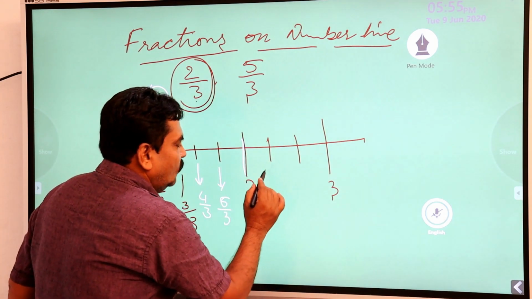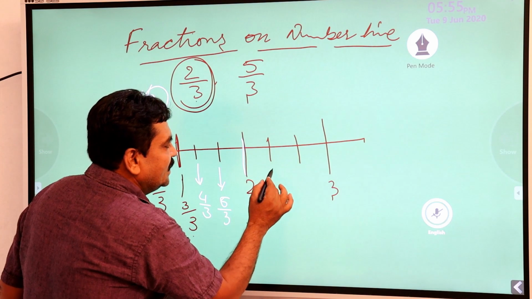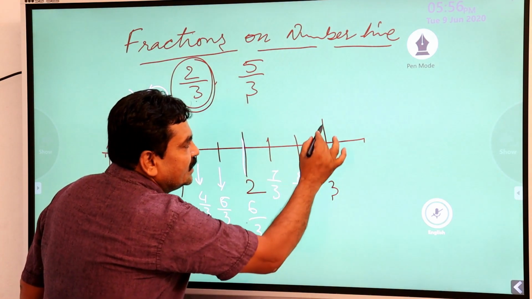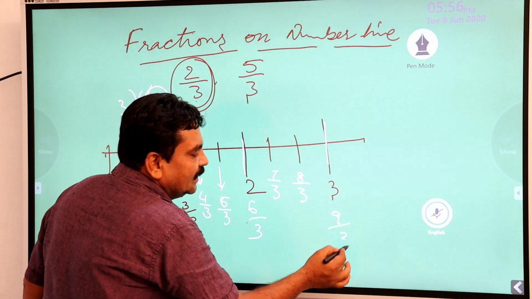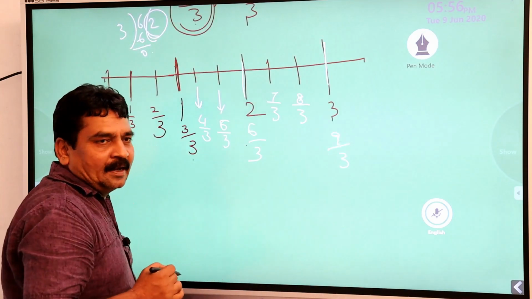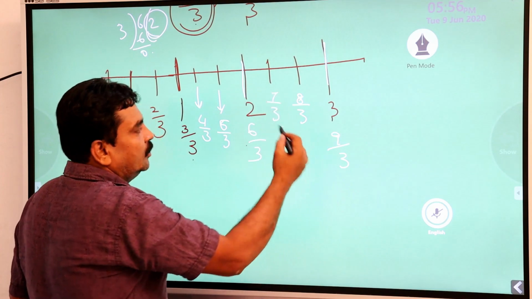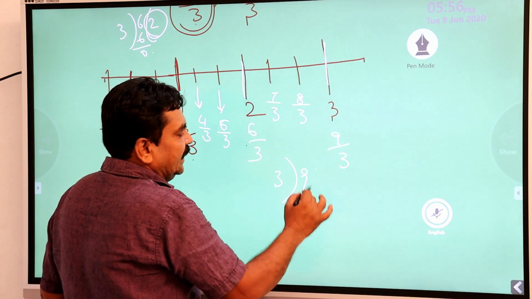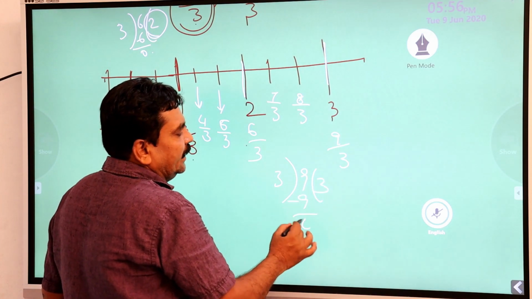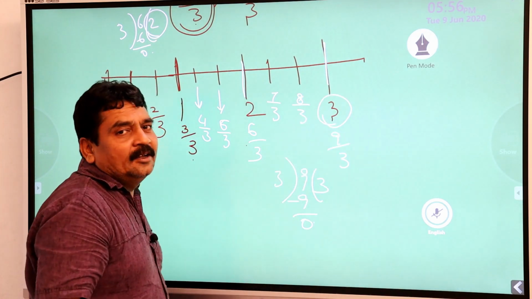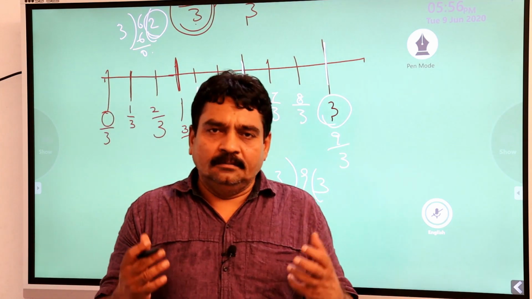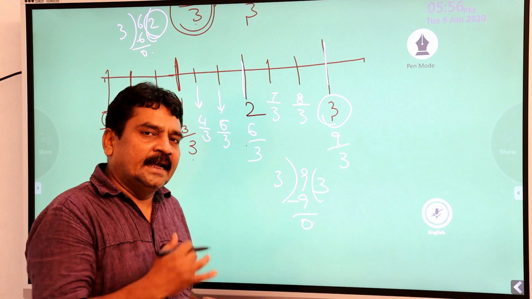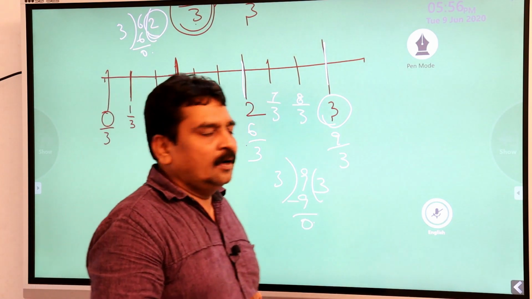Now, after 6 by 3, this part is 7 by 3, this part is 8 by 3, and this part is your 9 by 3. Again it becomes a whole number, because when you divide 9 by 3, you got 3 here. In that way you are going to present fractions on a number line. I'll give you one more example.